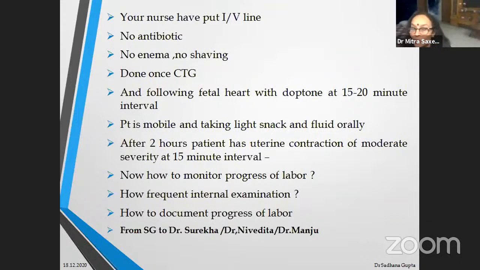That reminds us, Dr. Surekha. Let's just stop this and move to the partograph. Yes, we are coming already. The panel is set that we have only IV access, no antibiotic, no anemia, no shaving, one CTG, and everything is fine. Patient is mobile, taking clear food. So now she is in active phase of labor and having moderate severity contraction.